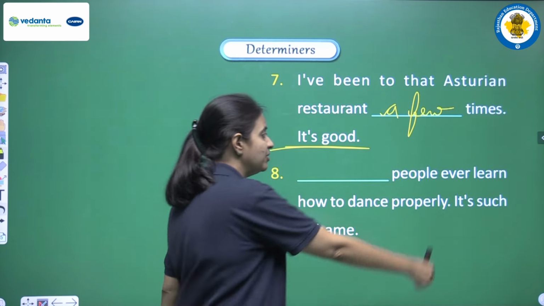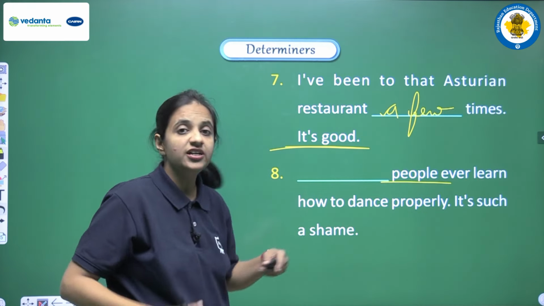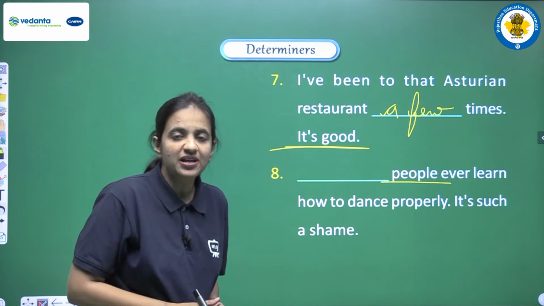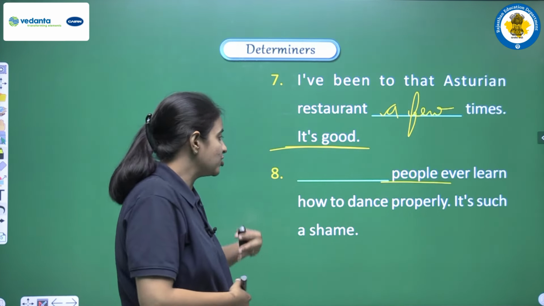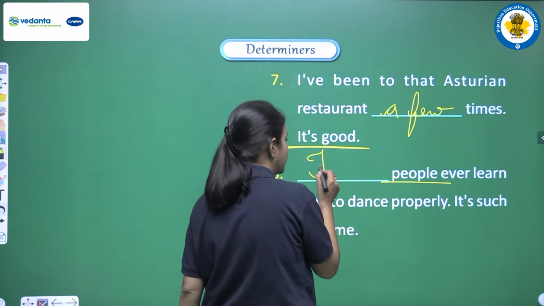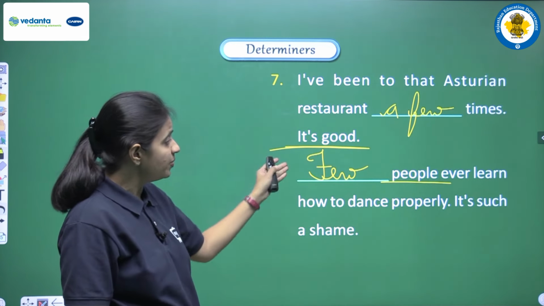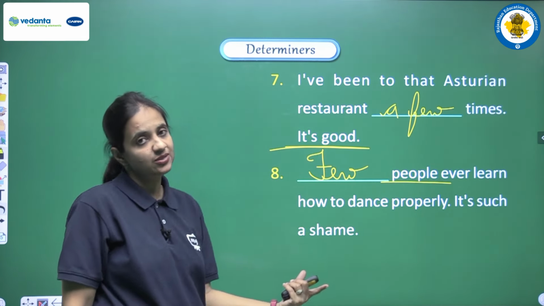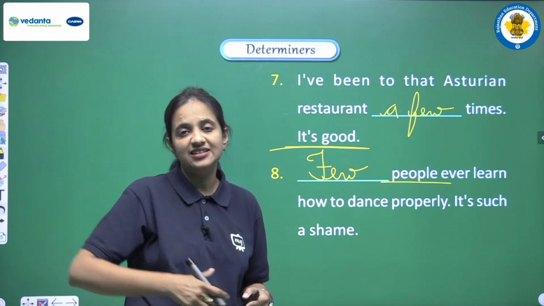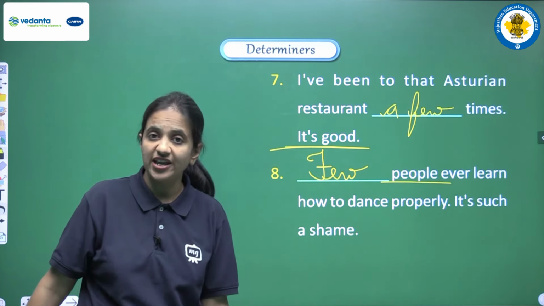Next is: people ever learn how to dance properly, it is such a shame. So here we are having people, that is countable noun, and next we are saying that it is such a shame. Why it is a shame? Because very less people are there, इतने कम लोग हैं जो कि एक्चुअल में properly dance सीखते हैं. So here we are trying to show a negative meaning, so we will use few here, and we are saying that few people ever learn how to dance properly. इतना कम number है ऐसे लोगों का कि we can say that it is like nothing, and this is the reason we are saying that it's such a shame.